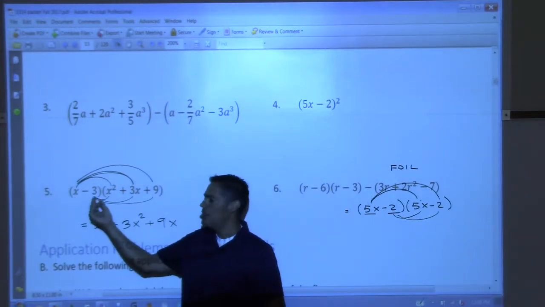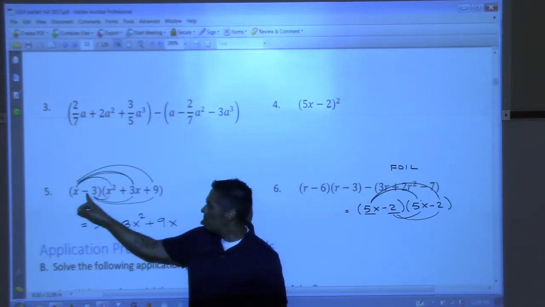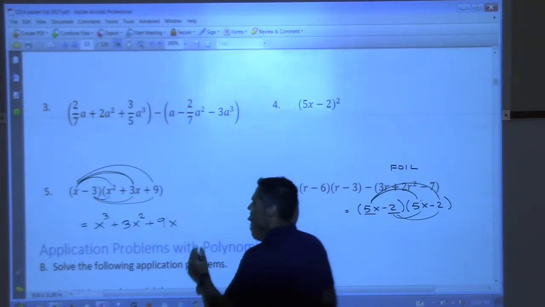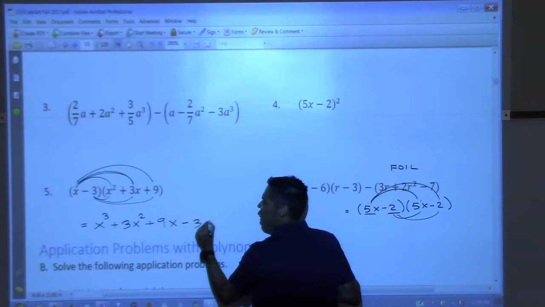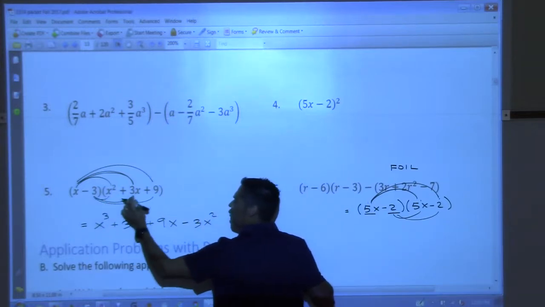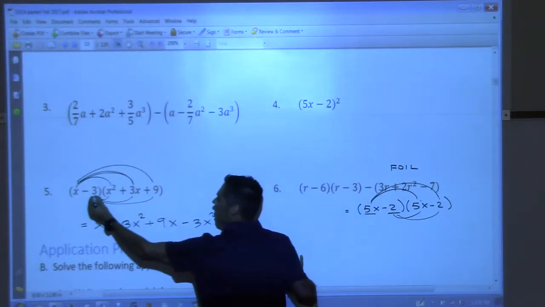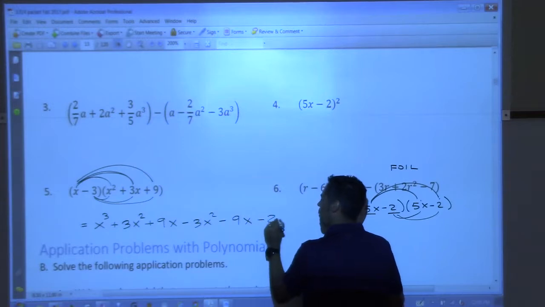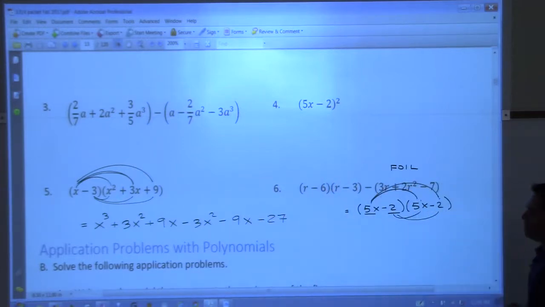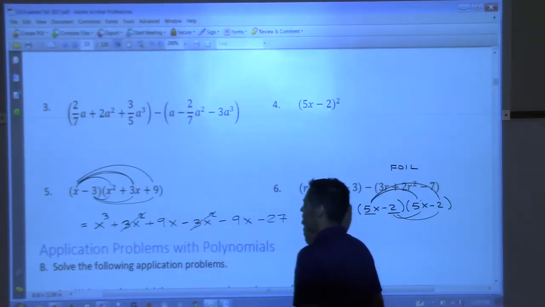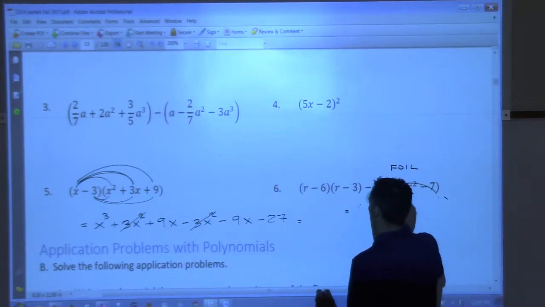So we just move on to the next one, and we pass the negative 3 through now. So be sure you pull it with a negative. Don't do 3, it's negative 3. So negative 3 through gives me what? Negative 3x squared, and then negative 3 times positive 3x is negative 9x. And then finally, negative 3 times positive 9 is negative 27. And we have one more step, and that is to collect our like terms. Ooh, our x squareds are gone, aren't they? So we will get x cubed.